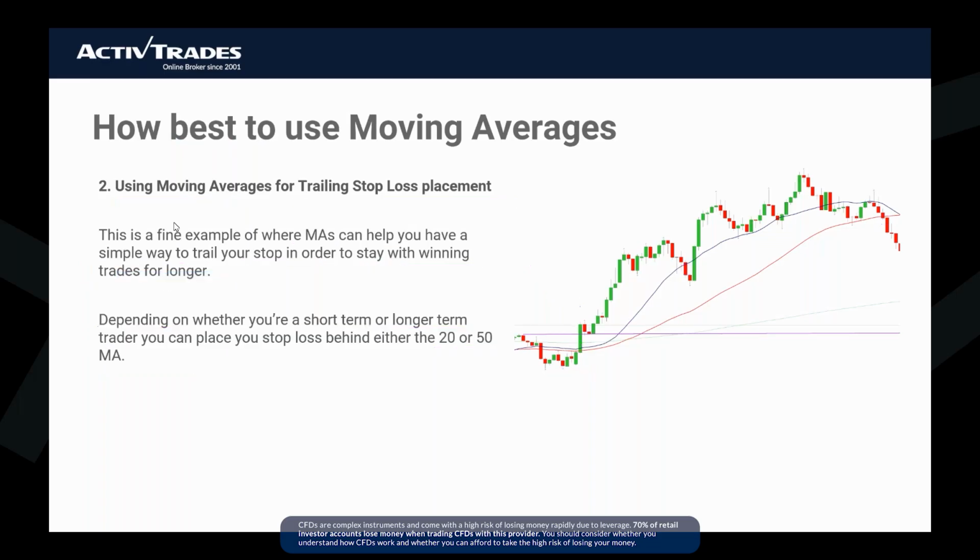But if you are struggling with having a stop and trailing it and trying to stay in the trade, then just having a very simple mechanical stop loss placement, which with modern technology could even be coded up for you as a robot, an algo, an EA, might be a beneficial way to use moving averages to help you stay with your trades.